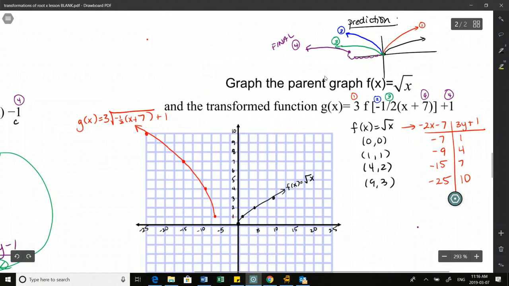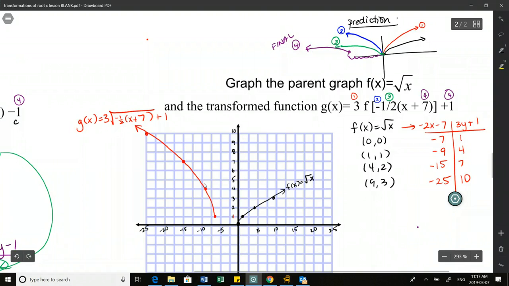Okay, so I made an initial prediction. I showed my stretch first, and then I showed my horizontal flip in the blue, and then I showed a horizontal stretch by 2, which is like imagine that you're taking it and you're pulling it horizontally. It's going to go down a little bit like this. And then I did my shifts all in one. So I went left 7 and up 1.